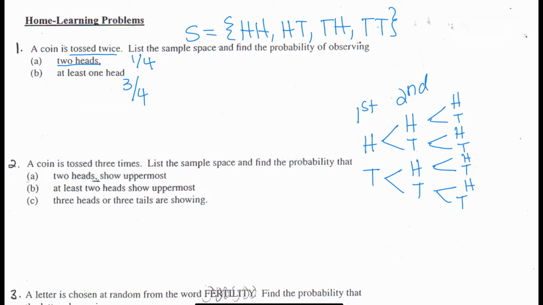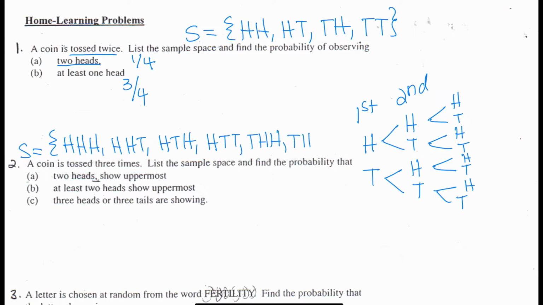So my sample space, I'm going to write it right above, is equal to heads, heads, heads, heads, heads, tails, heads, tails, heads, heads, tails, tails, tails, heads, heads, tails, heads, tails, tails, tails, heads, and finally tails, tails, tails. So that's a total of 8 different possibilities in my sample space.